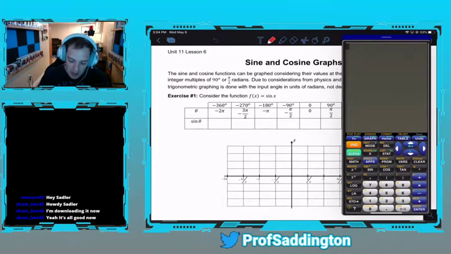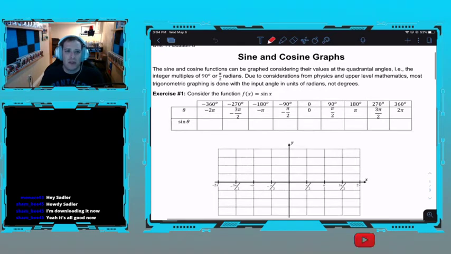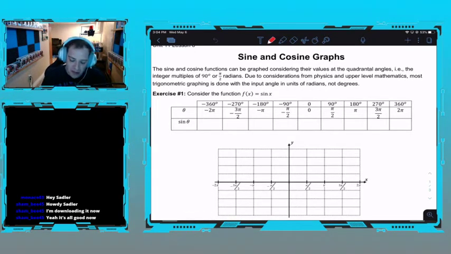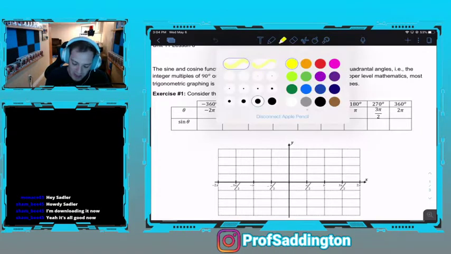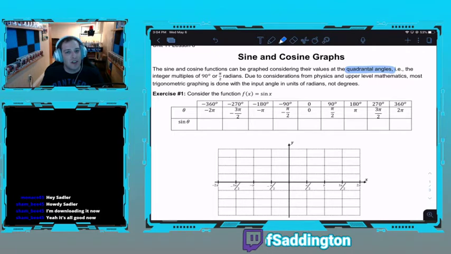So I'm just going to swipe the calculator off just so I can read up top. So it says the sine and cosine functions can be graphed considering their values at the quadrantal angles. So I'm going to highlight that because we've actually have done quadrantal angles. I just haven't called them that before. So I'll draw a little picture of that in a second.